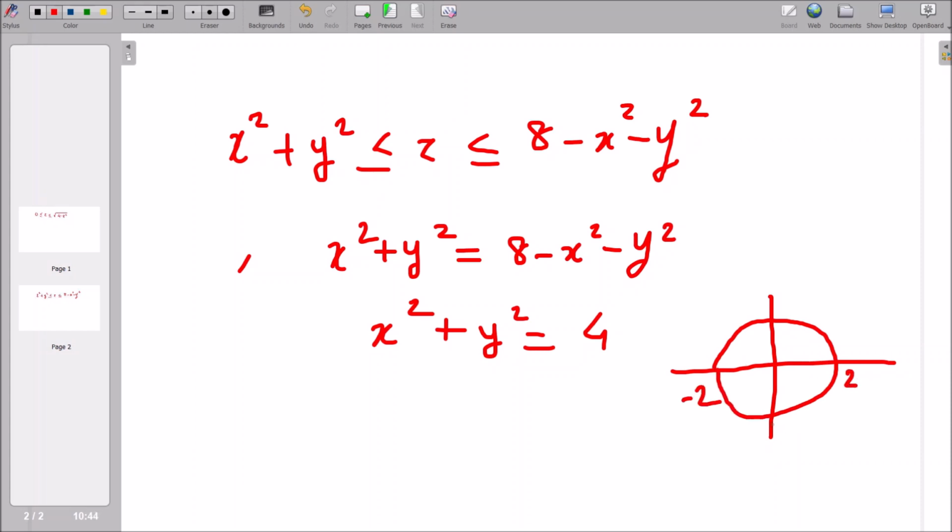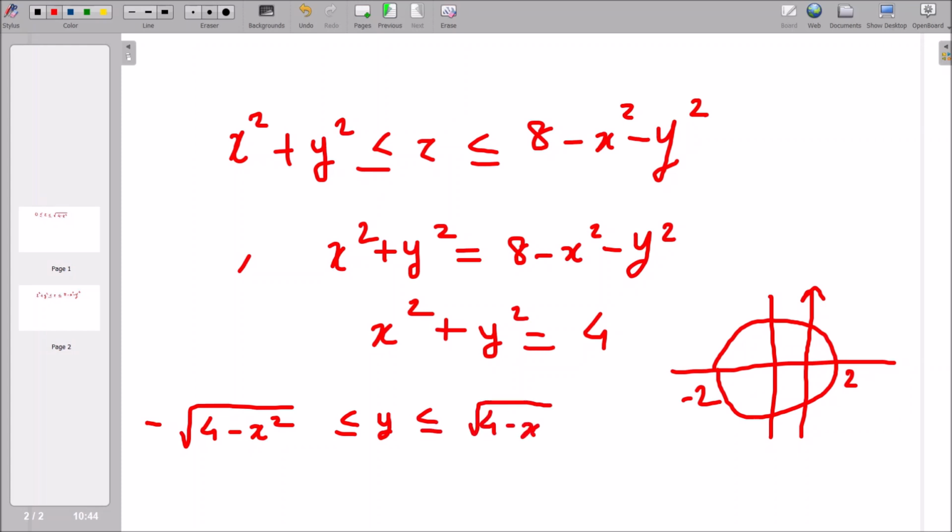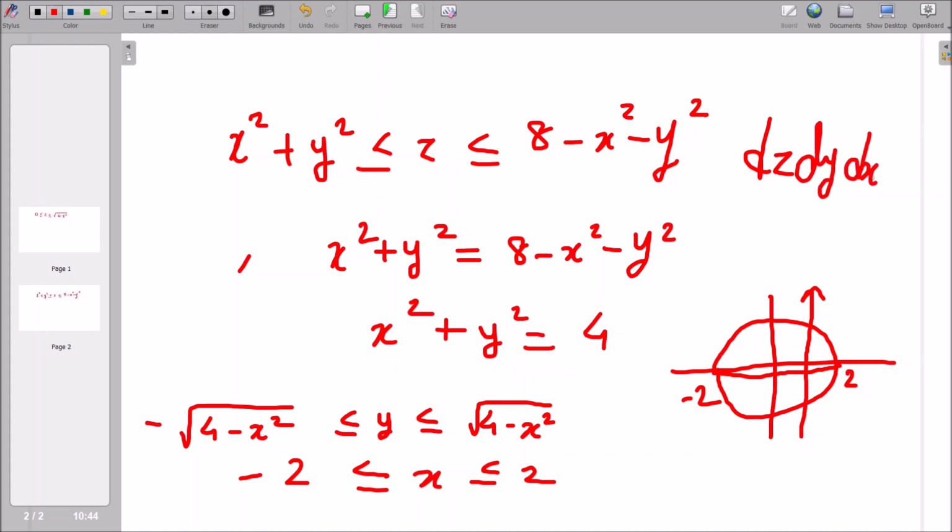And you know what the limits are for this? To find the limits of y, you draw the line parallel to the y-axis. So the limits of y are minus square root of 4 minus x square to plus square root of 4 minus x square. And now what will be the limits of x? Here x is simply going from minus 2 to 2. So therefore the limits of x are minus 2 less equal x less equal 2. So the order that we have chosen is dz, dy, dx, and using this order your things become pretty much easier.